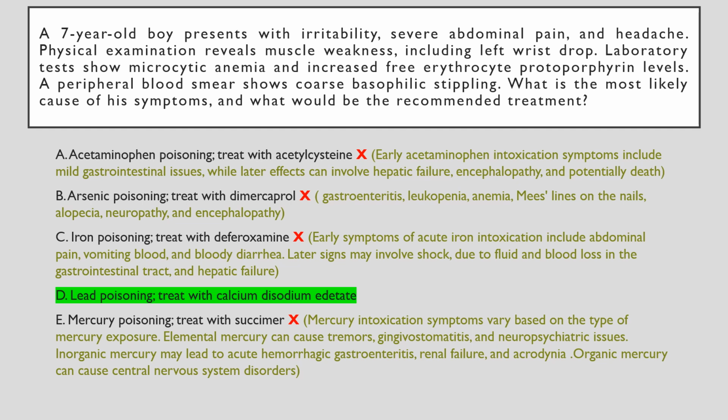Answer B is incorrect, as symptoms of intoxication with arsenic may include gastroenteritis, leukopenia, anemia, Mees' lines in the nails, alopecia, neuropathy, and encephalopathy. Option C is incorrect, as early manifestations of acute intoxication with iron include abdominal pain, hematemesis, and bloody diarrhea. Later manifestations may include shock, which occurs secondary to the loss of fluid and blood into the gastrointestinal tract, and then it can even cause hepatic failure.